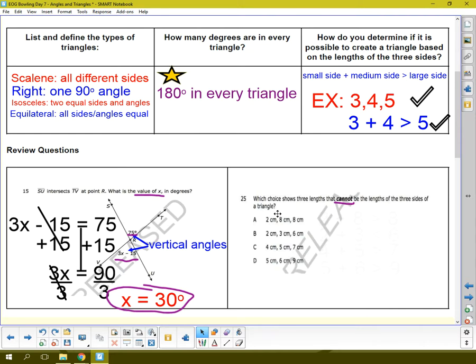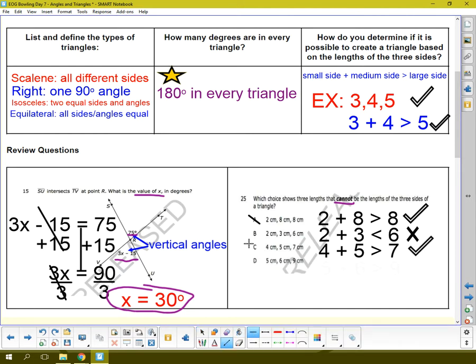For the first one, if you had 2, 8, and 8, 2 plus 8 is 10, and 10 is bigger than 8, so you could make a triangle with those. That means it's not the right answer. Okay, for this next one, 2 plus 3 is 5, and 5 is not bigger than 6, so that does not make a triangle. For C, 4 plus 5 is 9, and 9 is bigger than 7. That one could make a triangle, and it's therefore not the right answer because it says cannot.